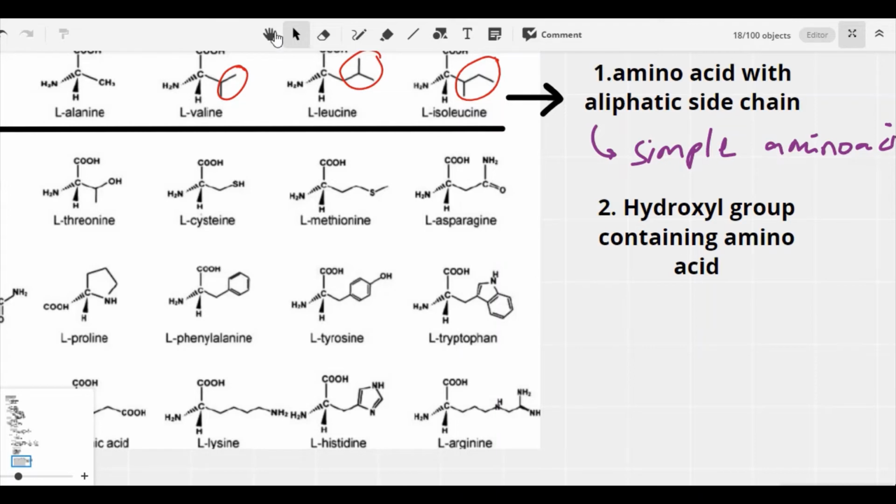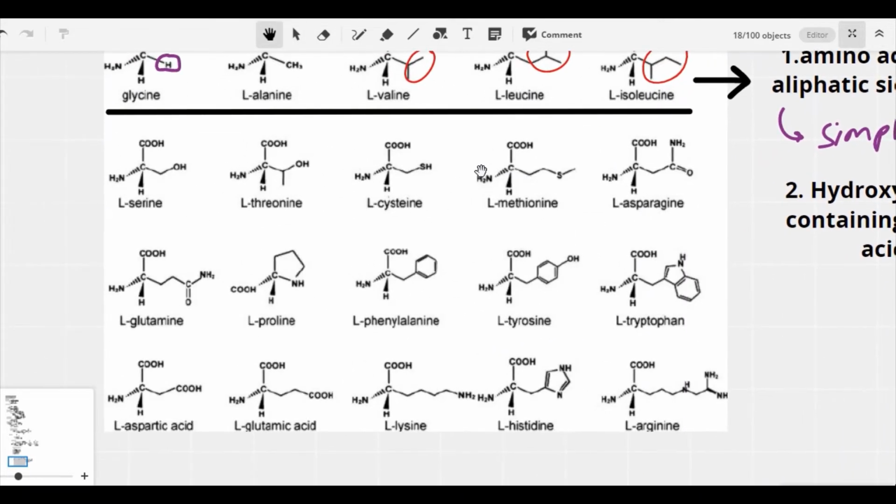Now we have to check where the hydroxyl group is present. You can see here the hydroxyl group is present, the hydroxyl group is present, and here the hydroxyl group is present. So it means the first one lysine, and tyrosine, and along with that threonine, these are the three amino acids that contain a hydroxyl group.